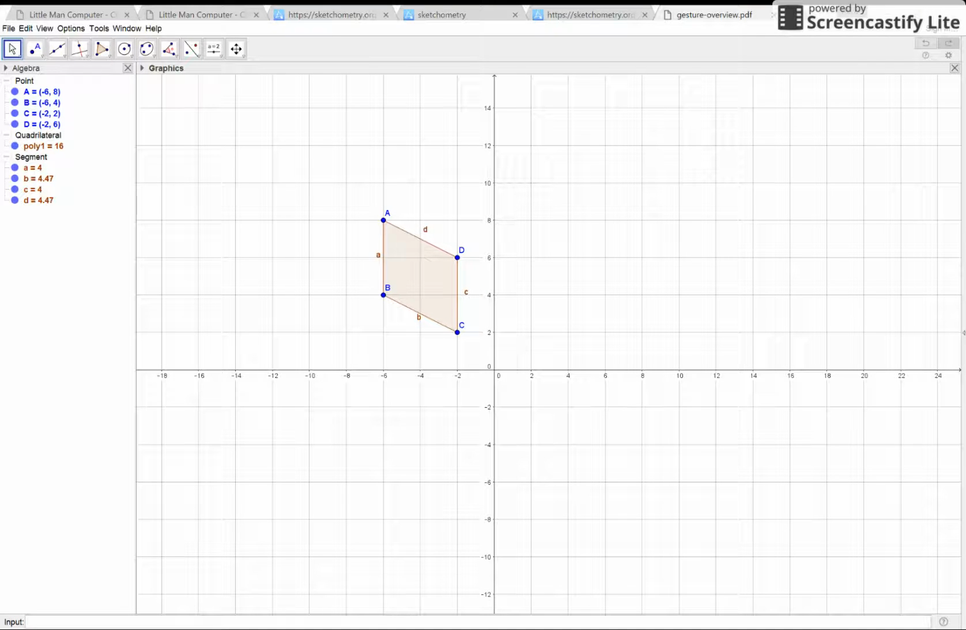Okay, we're going to demonstrate how to enlarge an object. So here we have a simple object. It's a quadrilateral with corners A, B, C, and D. And what we're going to try and do is to enlarge that.